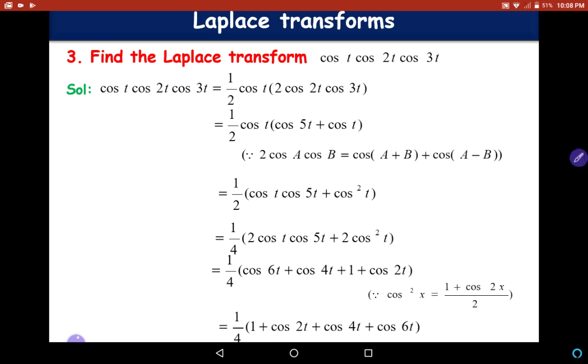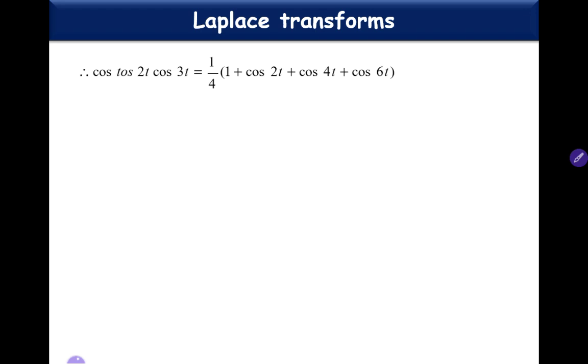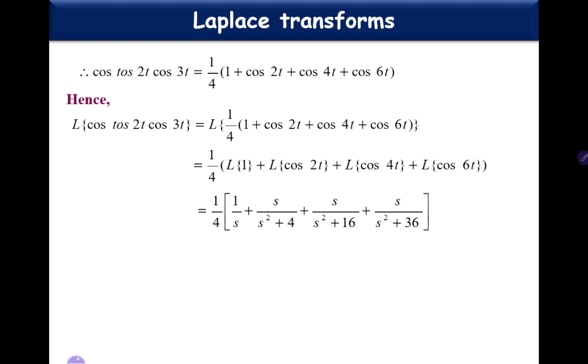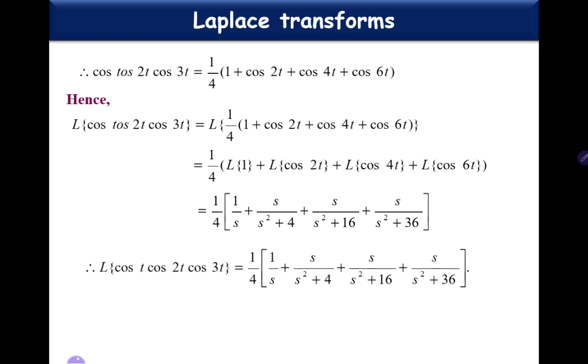L of cos t into cos 2t into cos 3t is equal to L of 1 by 4 times 1 plus cos 2t plus cos 4t plus cos 6t. And now it is simple to find using linear property and Laplace transform of elementary functions. This is 1 by 4 times L of 1 plus L of cos 2t plus L of cos 4t plus L of cos 6t. We know that L of 1 is 1 by s and L of cos 2t is s by s square plus 4. L of cos 4t is s by s square plus 16 and L of cos 6t is s by s square plus 36. So this gives the Laplace transform of cos t into cos 2t into cos 3t.